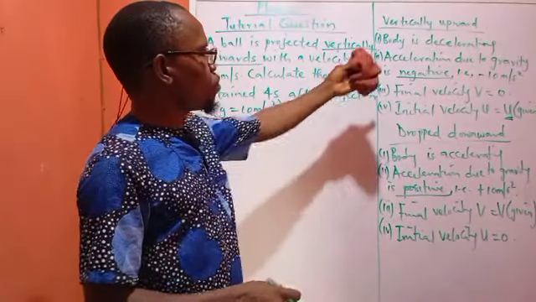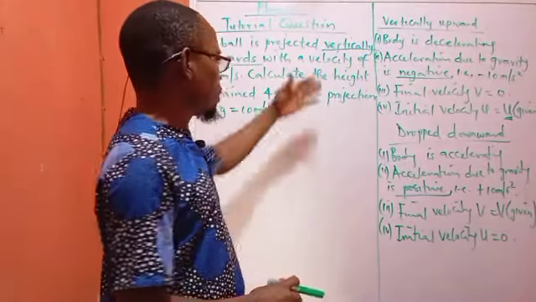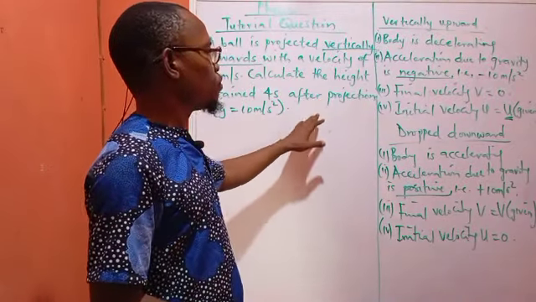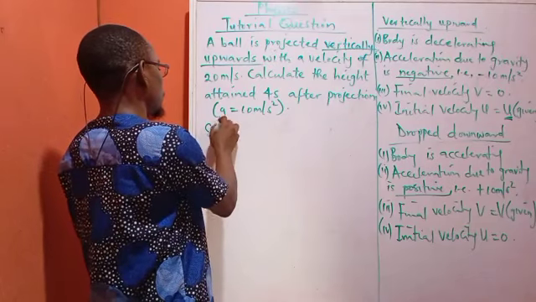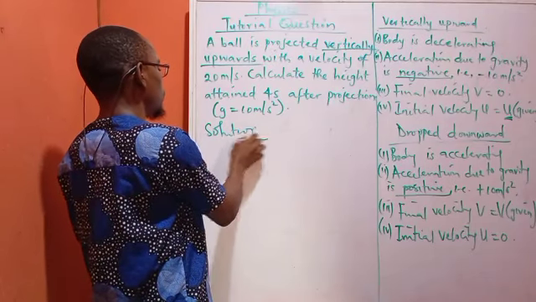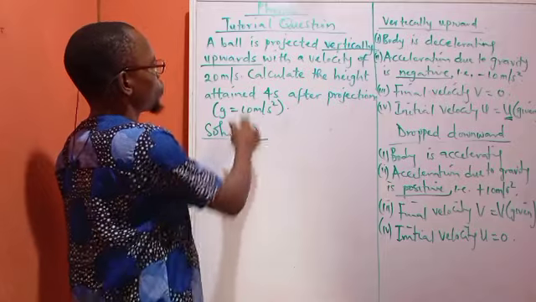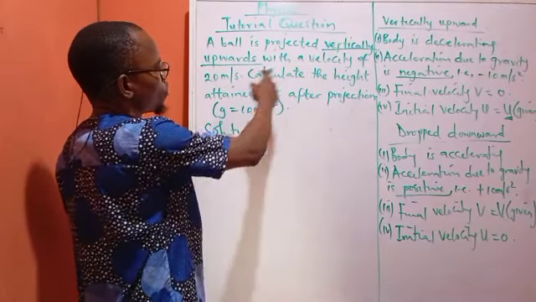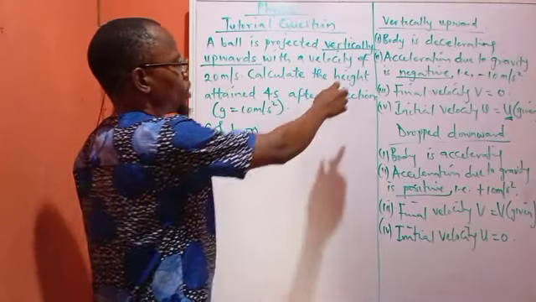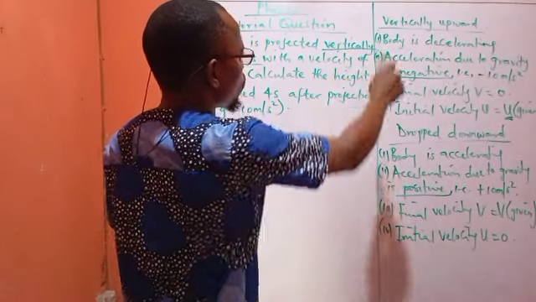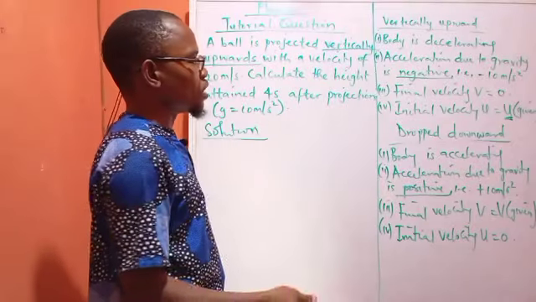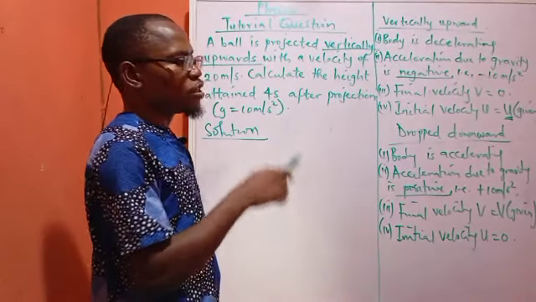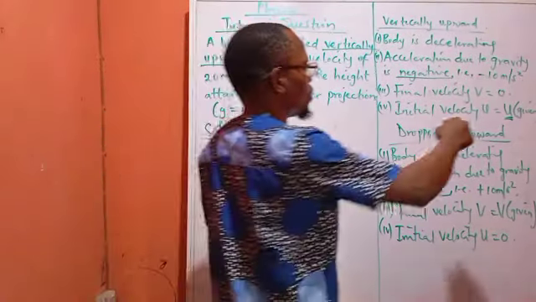So let's follow the guideline that we have here and see whether we'll be able to solve this question. Let's put down all the parameters. A ball is projected vertically upward with a velocity of 20 meters per second. Since the body is projected vertically upward, it means that the body is decelerating. And the reason why it is decelerating is that the body is opposing gravity.